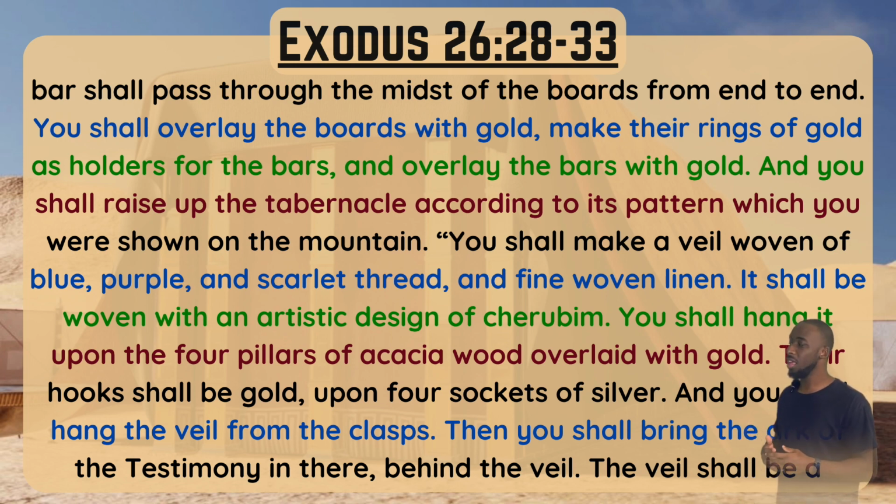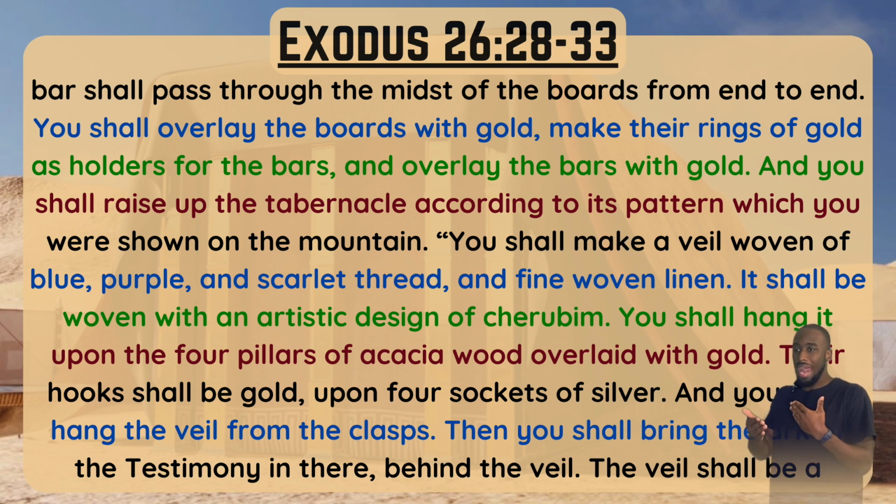You shall make a veil of woven blue, purple, and scarlet thread, and of fine woven linen. It shall be woven with an artistic design of cherubim. This is so crazy. Remember, later in the Brit Hadashah, the New Testament, it talks about the veil being torn, and we see right now the Father instructing Israel to make this veil. But this veil had blue, purple, scarlet thread. It was fine linen, and it had an artistic design of cherubim, which is interesting.